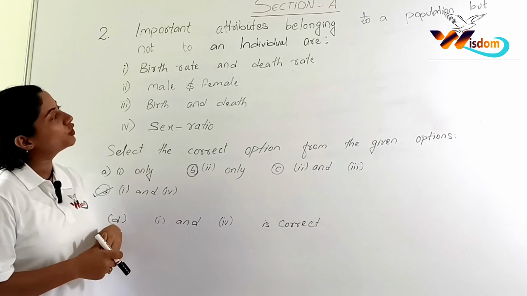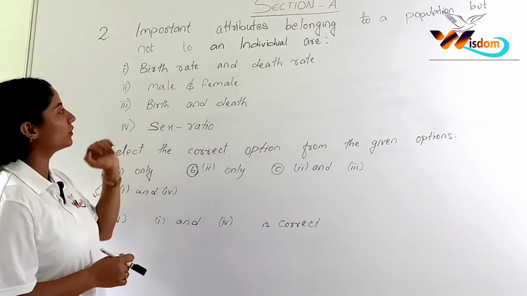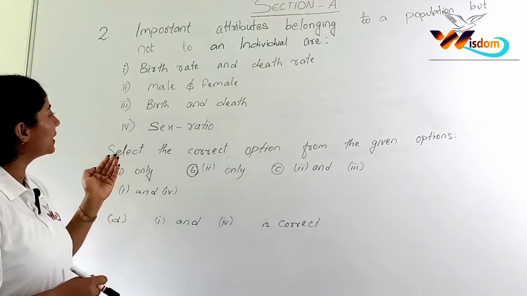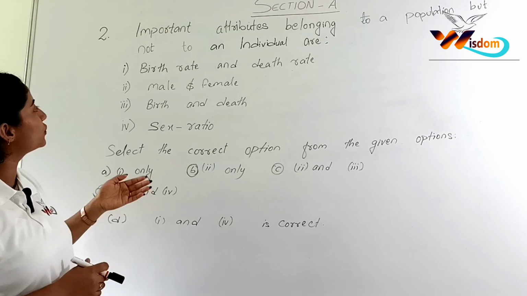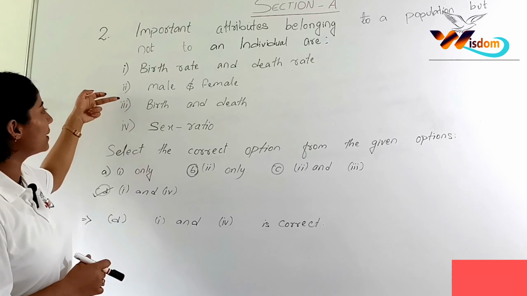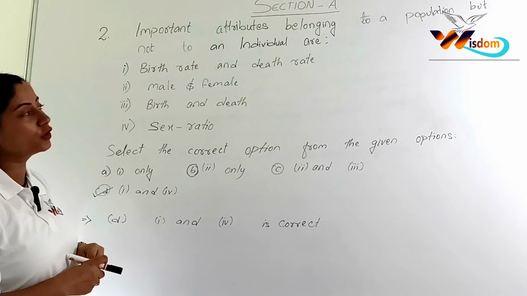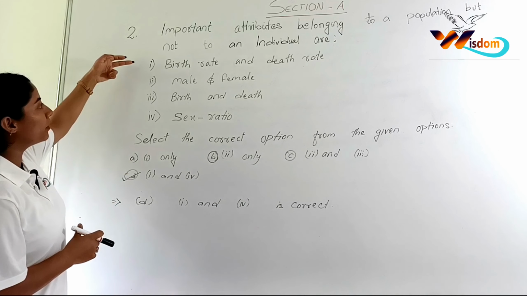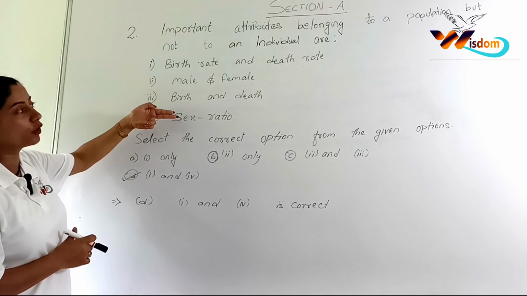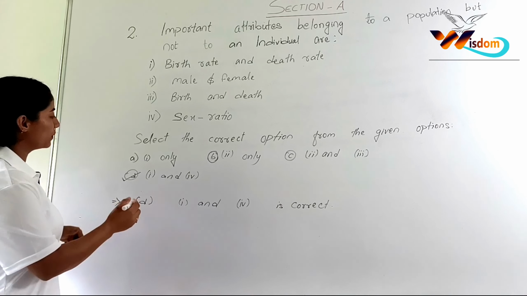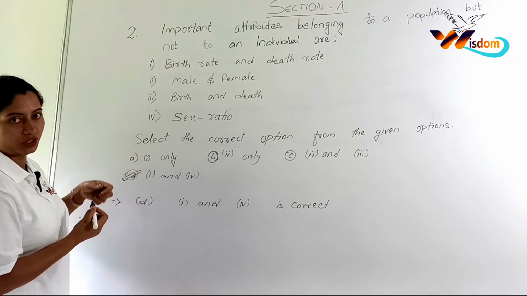Important attributes belonging to a population but not to an individual. Here we have options: birth rate and death rate, male and female, birth and death, sex ratio. The attributes which belong to an individual are male and female, and birth and death. This is for an individual, but the question is asking for attributes belonging to a population. So we have to select birth rate and death rate and the option sex ratio. These two are the attributes belonging to a population. So our correct option will be option D, that is birth rate and death rate and sex ratio.